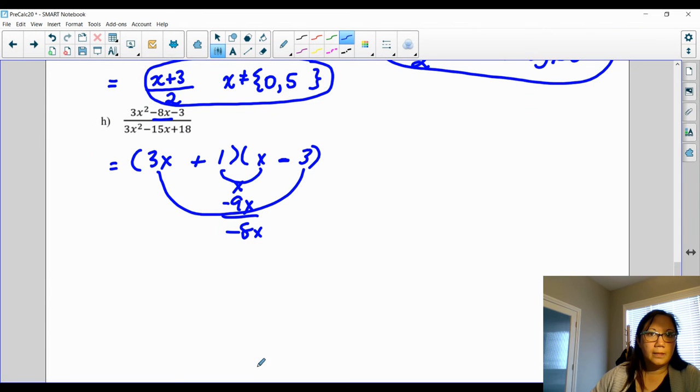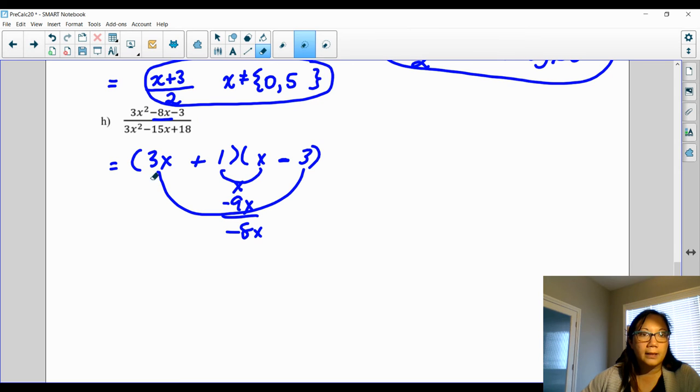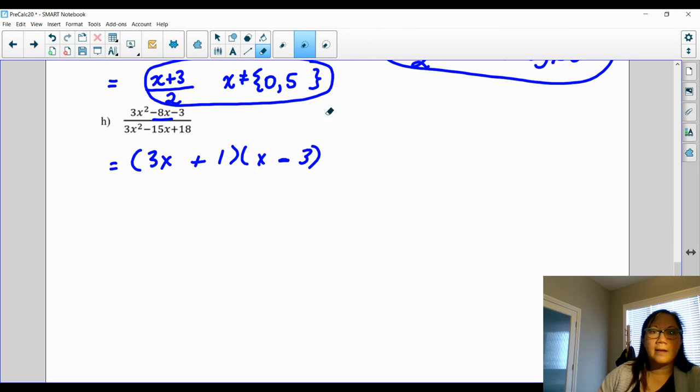I'm going to erase that because we don't want that to show up in our next step. I need that room to work on my denominator, but that was the guess and test method for factoring that more complicated numerator when the first variable is not a 1.